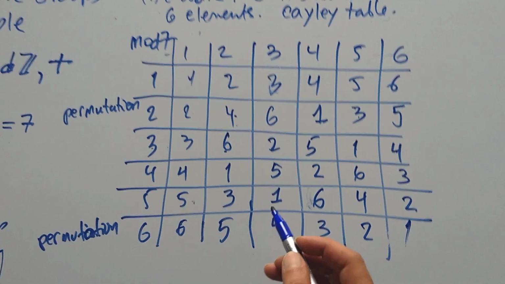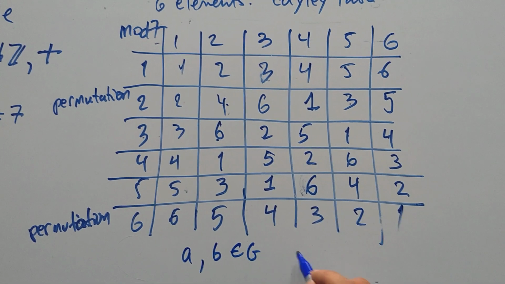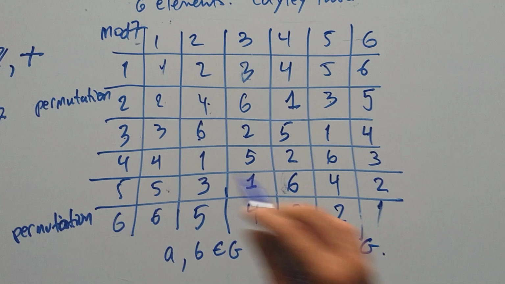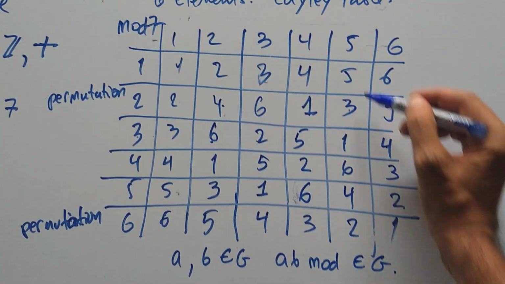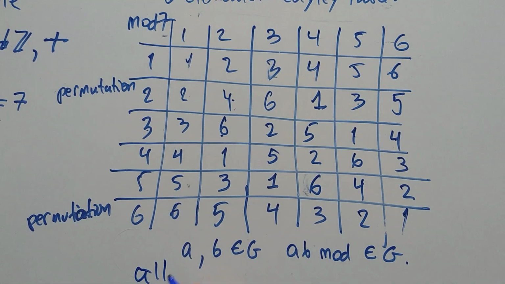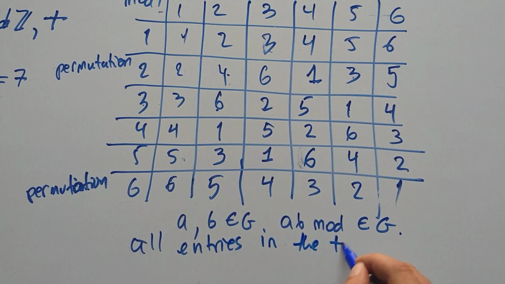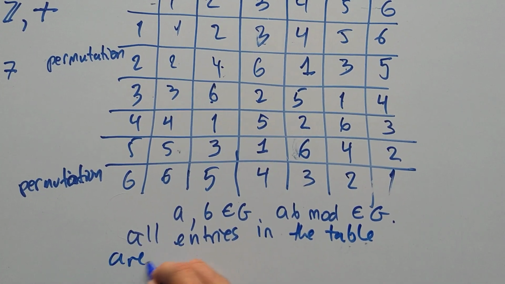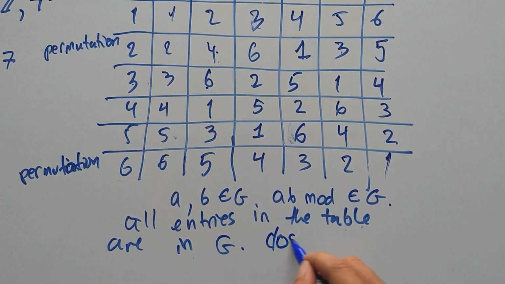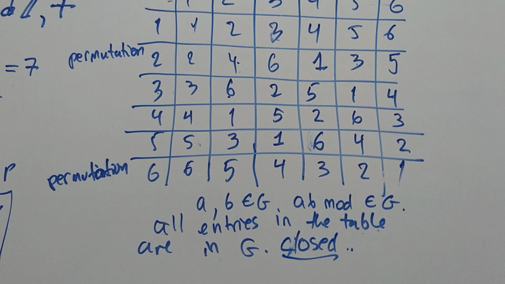Alright, so it's obviously closed. Any two elements A and B in G, if I multiply them mod 7, it's also an element of G. I don't have anything in this table that is outside G. All entries in the table are in G, so it's closed. G is closed. Okay, so closure is true.